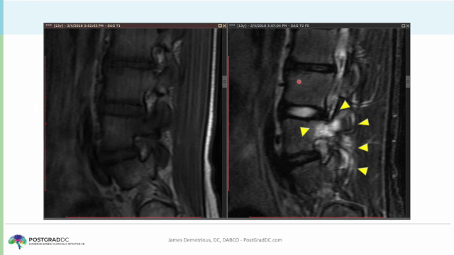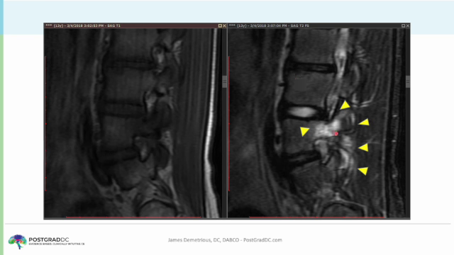Now, when we look at that superior end plate at L3 that was of concern and caused us to have an MRI performed, we can see some irregularity of that end plate, and it's likely a post-traumatic Schmorl's node or earlier event that led to some degenerative change.